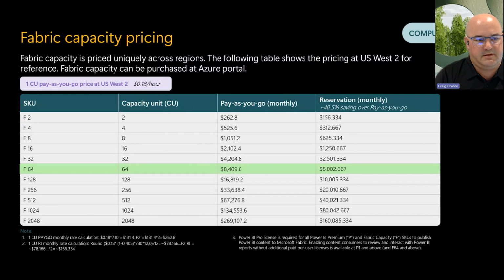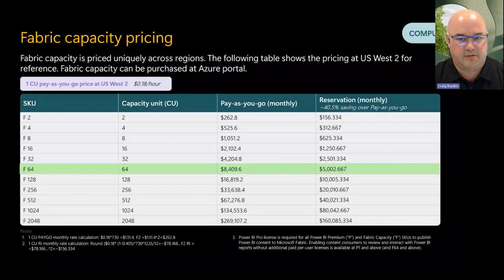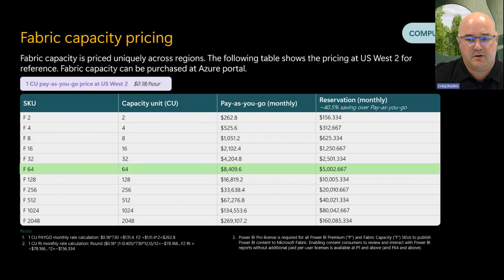But you'll notice that I highlighted the F64 SKU, for several different reasons. First of all, the F64 is what Microsoft considers to be equivalent to previous premium capacity. So some of the things that you only got with premium capacity, you only get at the F64 level. Probably the most significant of those are the free consumers. For those who have been around Power BI for a while, you'll know that with Pro, it was per user licensing. When you got Premium, the end consumers effectively were free. You could have as many as you liked on your capacity as long as the capacity could handle the workload.